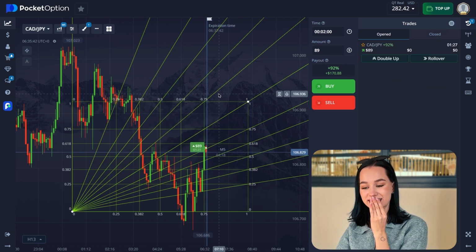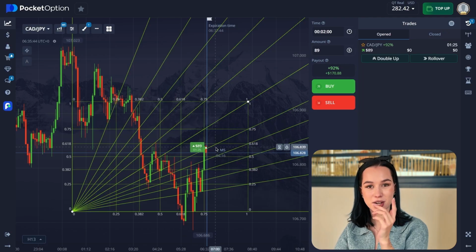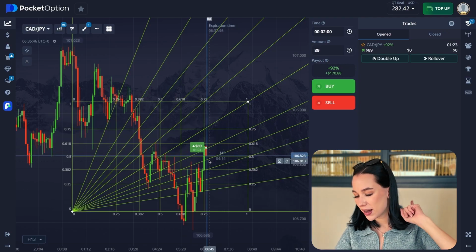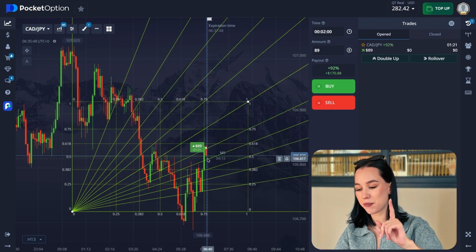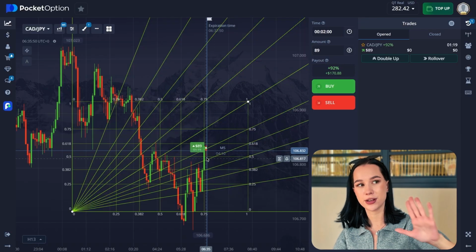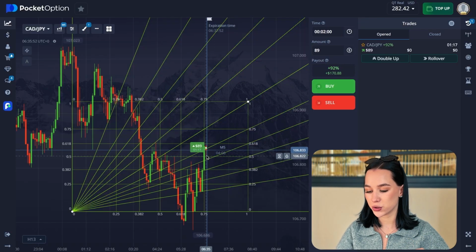Oh my God. That's why I don't like to risk that much. And I recommend you guys always use a money management system. Use 1 to 5% of your deposit per trade. Better even to use 1%, so you minimize your risk.